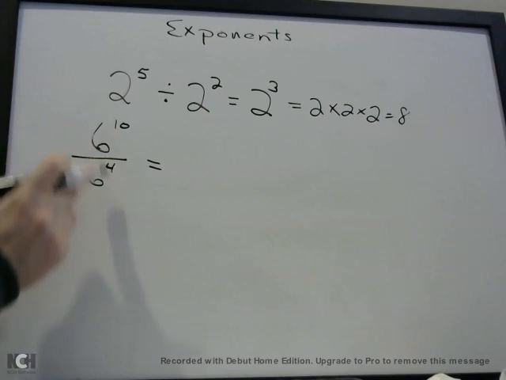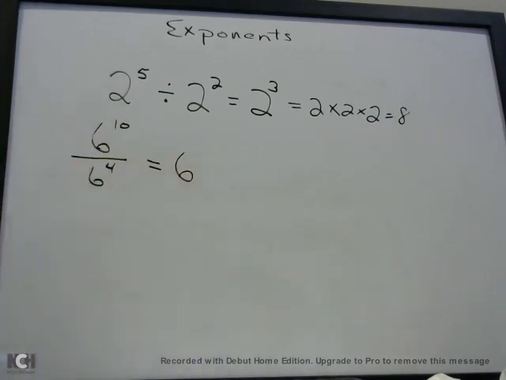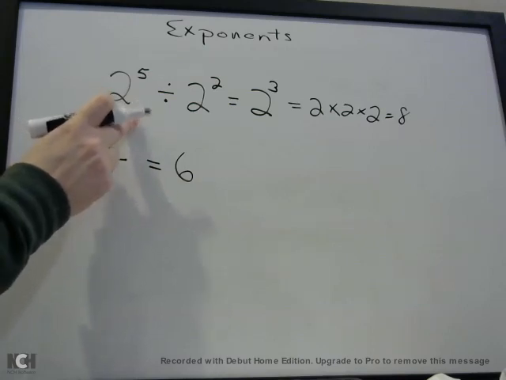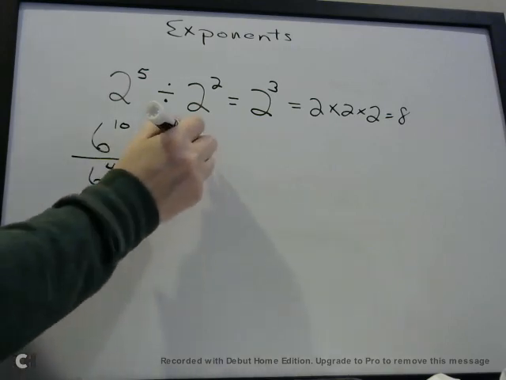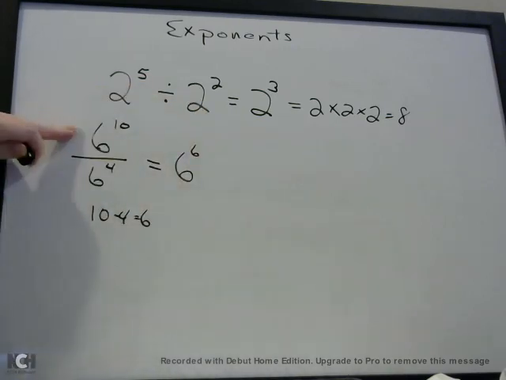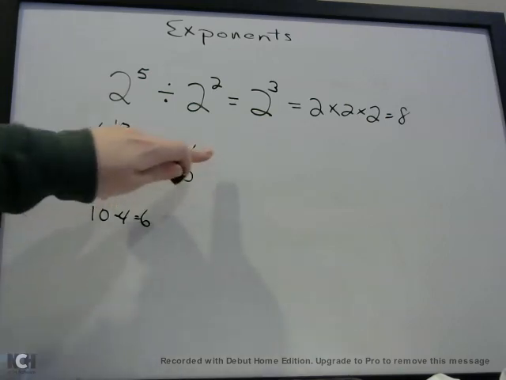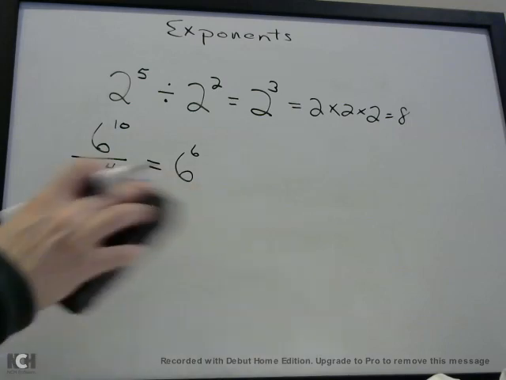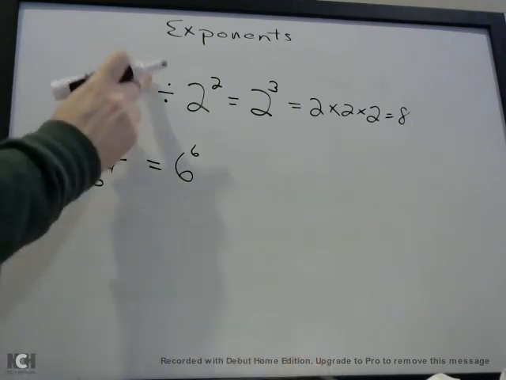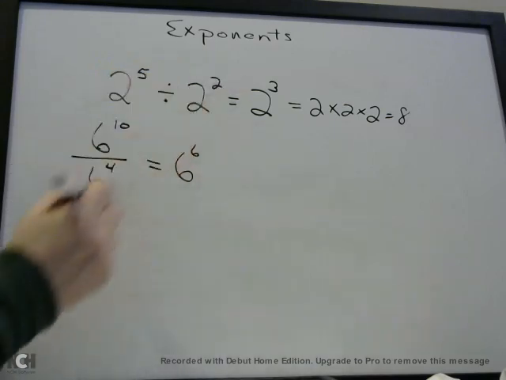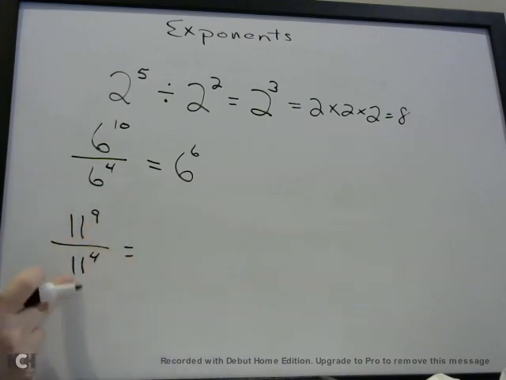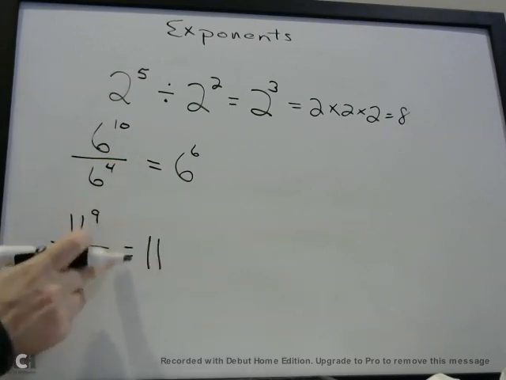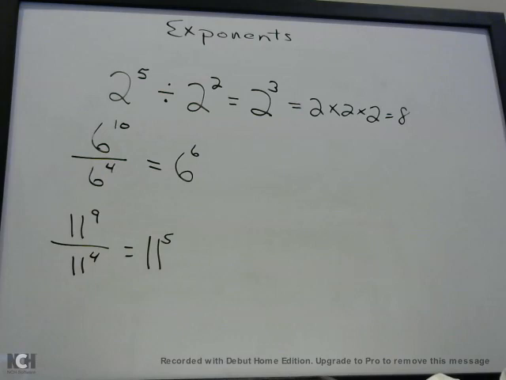Since they have the same base of 6, you just write that down, and then you do a subtraction. And it's always top minus bottom. So 10 minus 4 is 6. So your exponent is 6. So 6 to the 10th divided by 6 to the 4th is just 6 to the 6th. Remember, when you're multiplying, you're adding the exponents. When you're dividing, you're subtracting them. Try 11 to the 9th over 11 to the 4th. You write down the base, 11. 9 minus 4. 11 to the 5th. That's your answer.